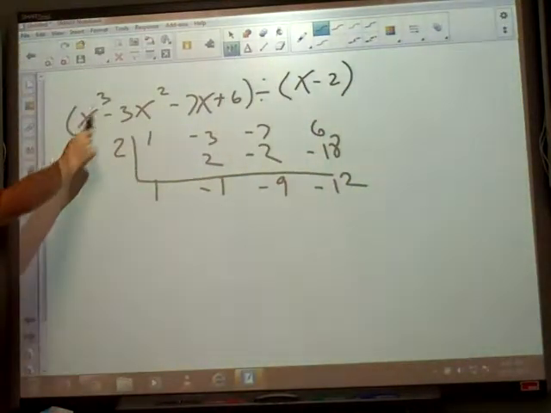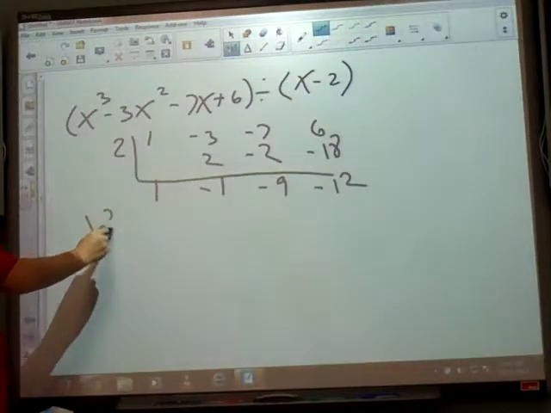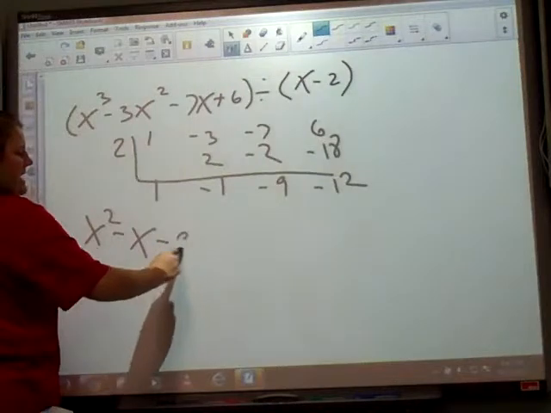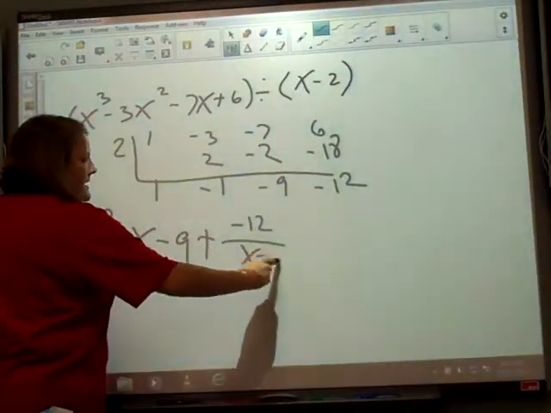Started off as a 1x cubed. My answer is 1 power less than that. 1x squared minus 1x minus 9. My remainder over what I divided by.